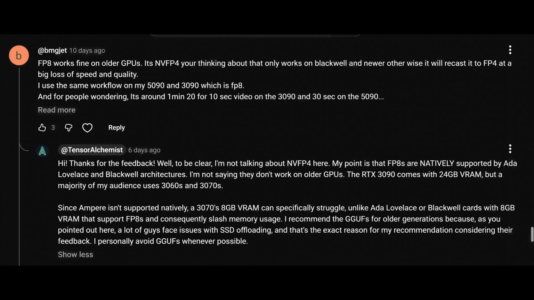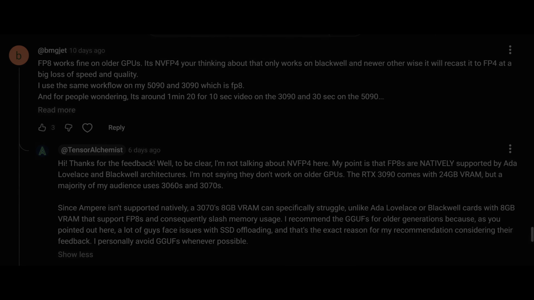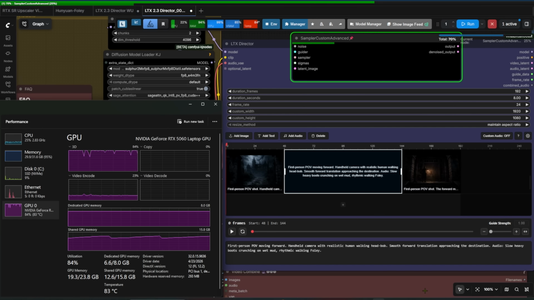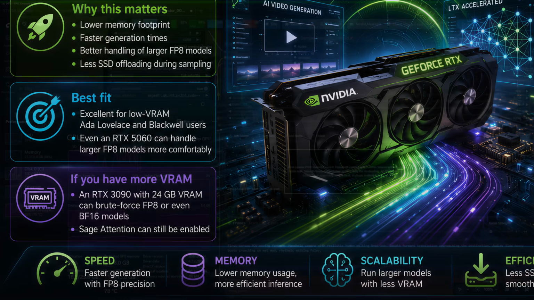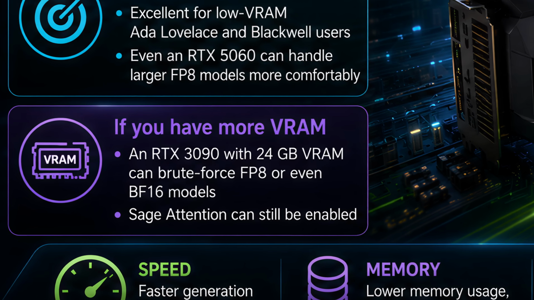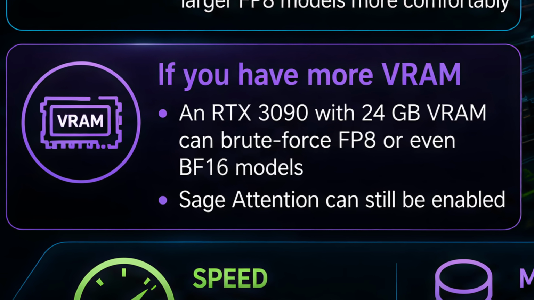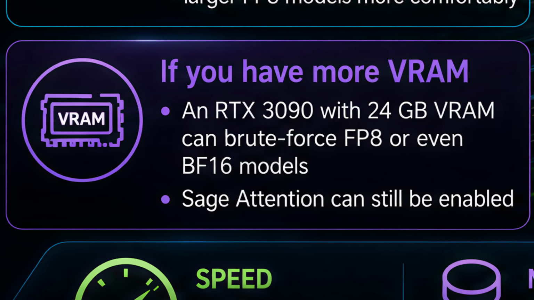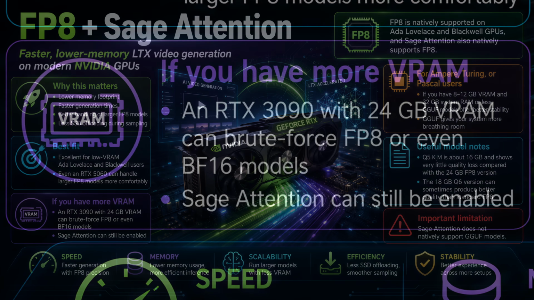Because FP8s natively support Ada Lovelace and Blackwell, even low VRAM users like me running an RTX 5060 can handle larger FP8 models without constantly worrying about brutal SSD offloading during the sampling process. But if you're rocking a beefier card like an RTX 3090 with 24 gigs of VRAM, you can easily brute force the FP8s or even the BF16s as long as you have enough system RAM. And on top of that, you can still enable Sage Attention.